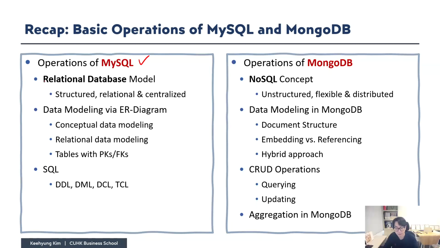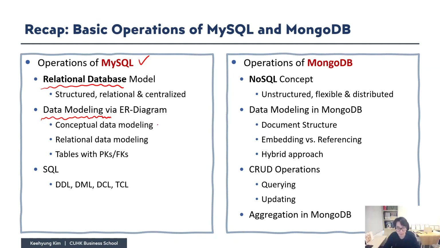So it's based on the relational database model. So the characteristics is that it is structured, relational, and centralized. So that's the main characteristics of a relational database. And relational database, because it's structured and relational, we have to go through a very structured data modeling process using the ER diagram.